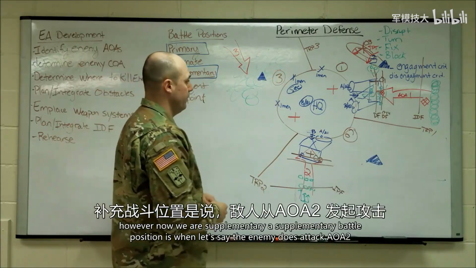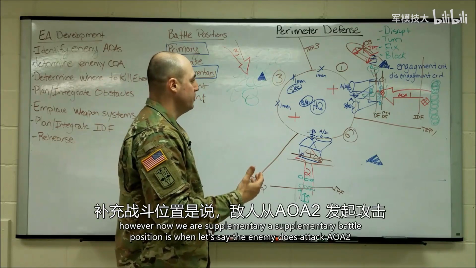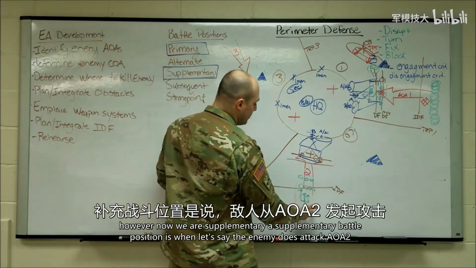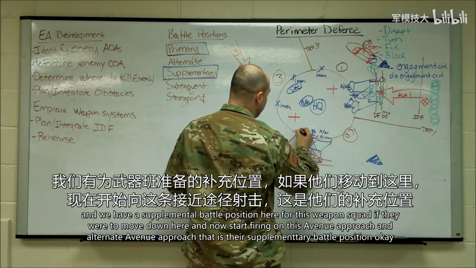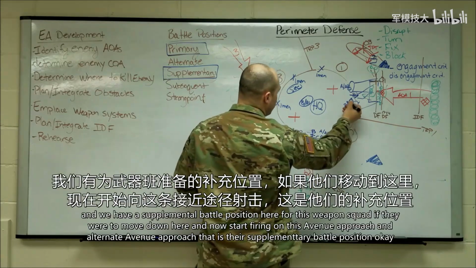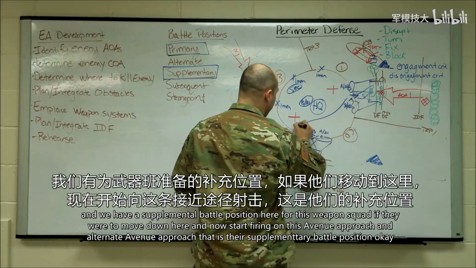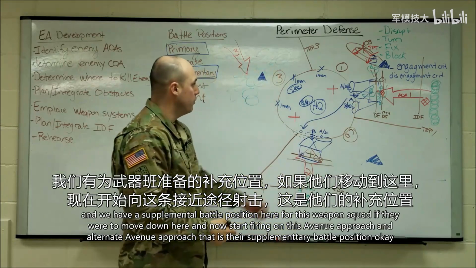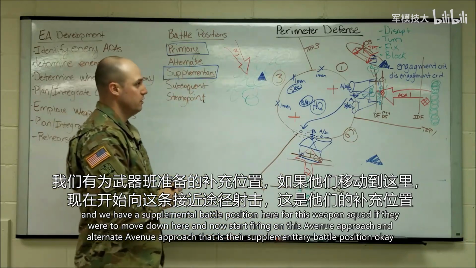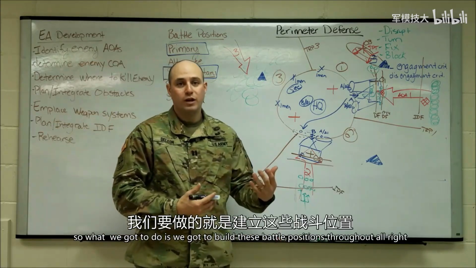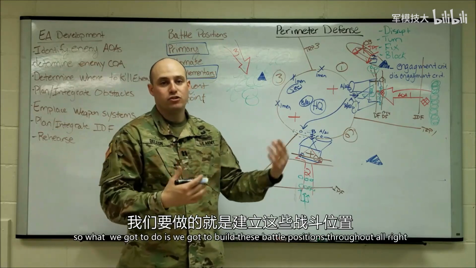However, now we have supplementary. A supplementary battle position is when, let's say the enemy does attack through AOA 2, and we have a supplementary built here for this weapon squad. If they were to move down here and now start firing on this avenue of approach, an alternate avenue of approach, that is their supplementary battle position, okay? So what we got to do is we got to build these battle positions throughout.